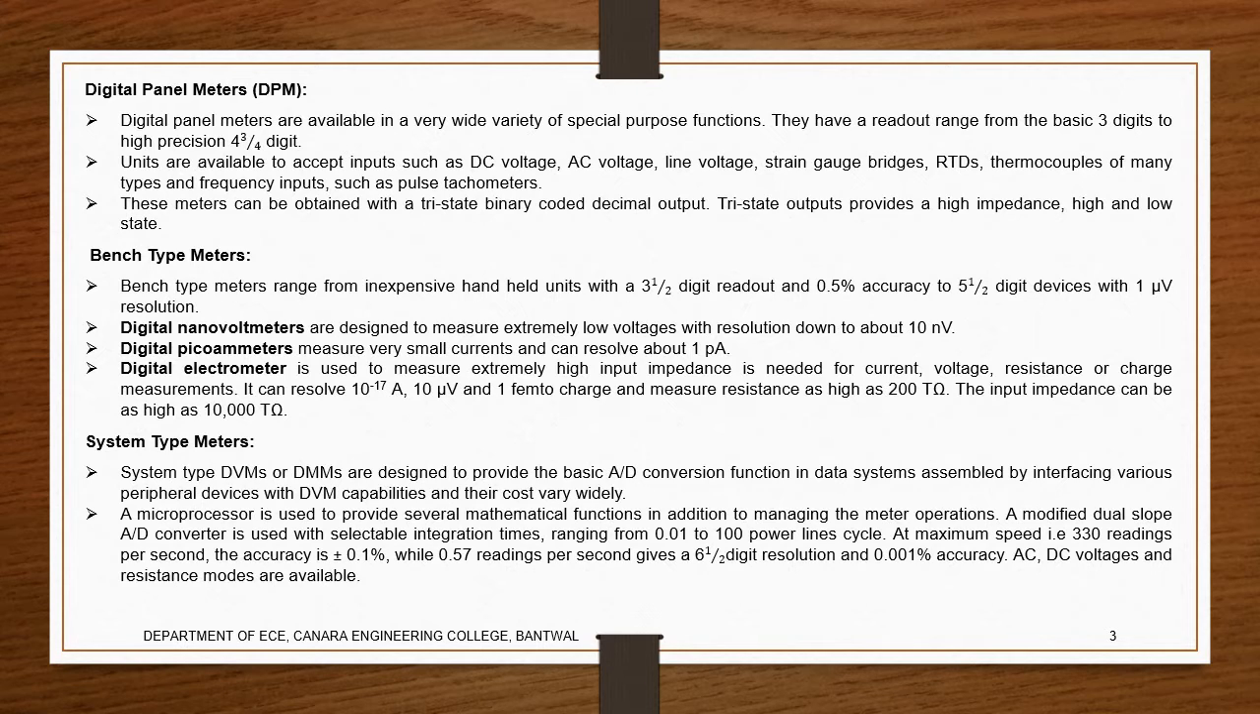Usually this has a three-state binary coded decimal output. These are the tri-states you might have seen: high, low, and a high impedance state. You might know in digital logic that high is on, low is off. This lies in between the two ranges, and that's what we call high impedance. So you might have a doubt here.